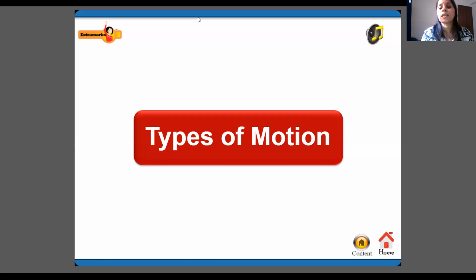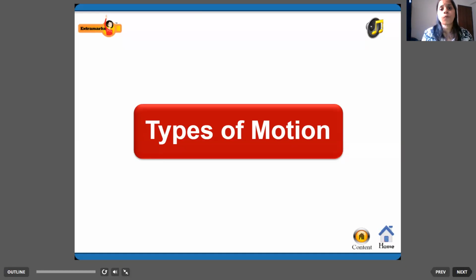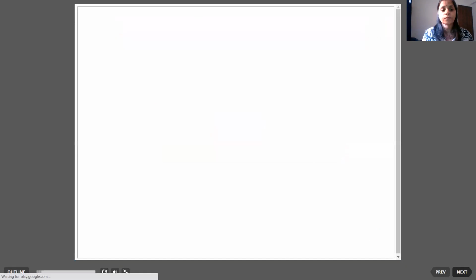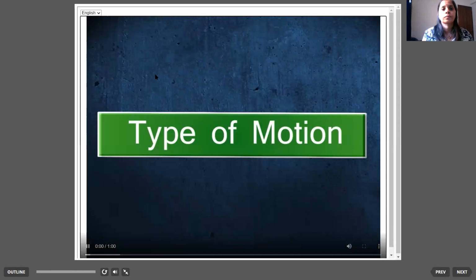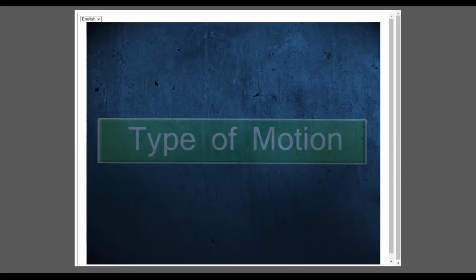Now we will see the types of motion. There are various types of motion. So let's see the types of motion. Now watch a video so that you will have a clear idea about it. Motion.